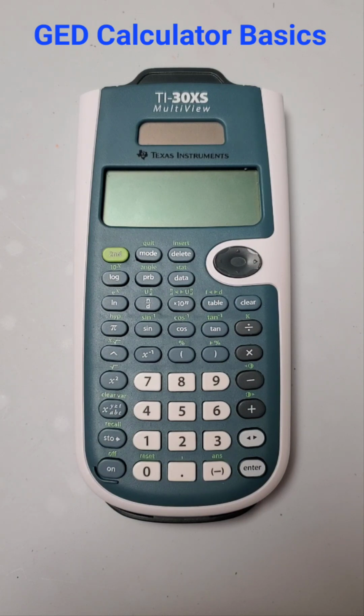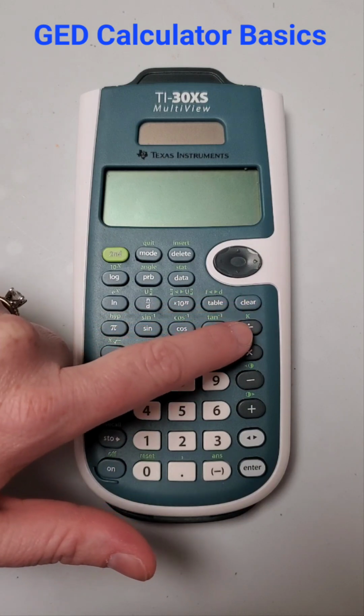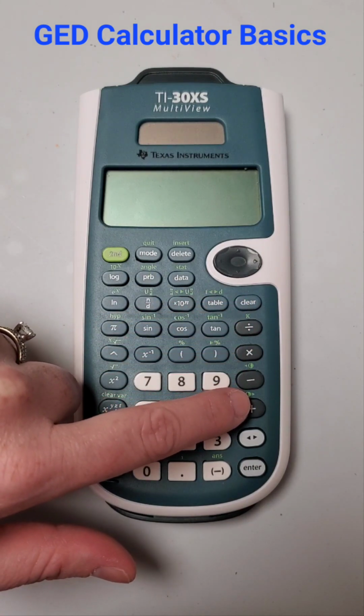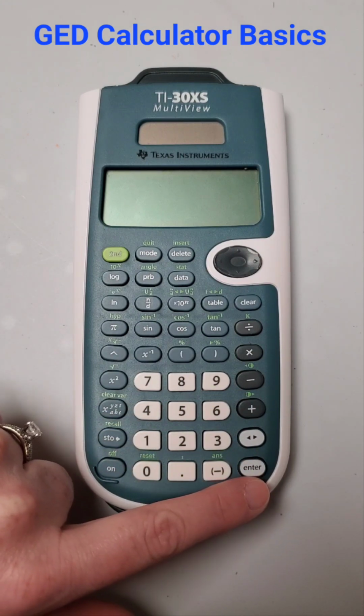The first thing to notice is that it is similar to most calculators as it has all of the numbers right here. Here are your operation symbols: divide, multiply, subtract, and add. It does not have an equals button. It has an enter button that functions as the equals button.